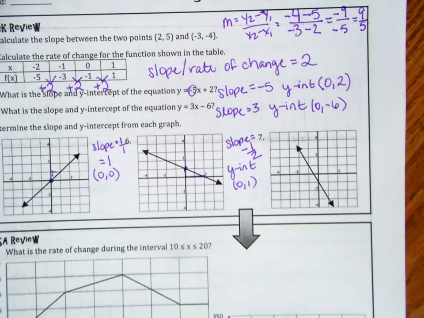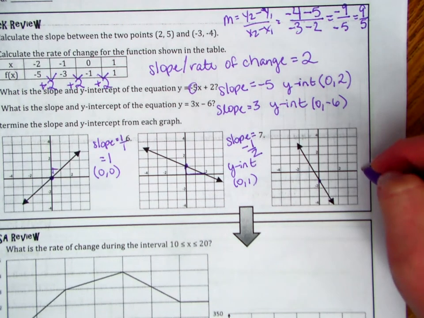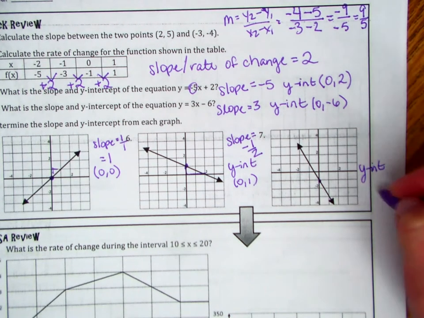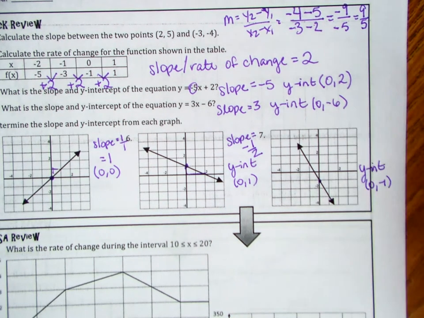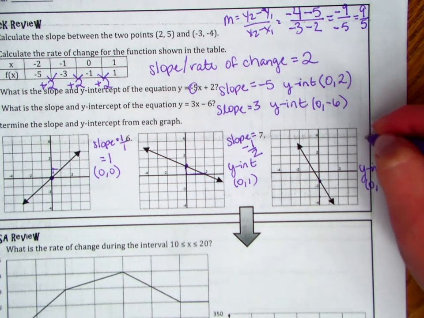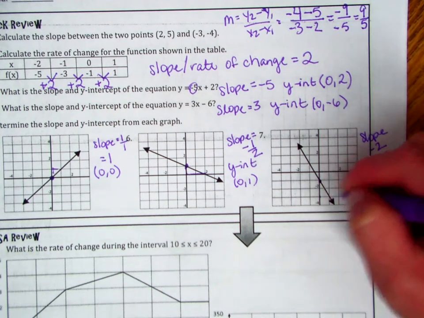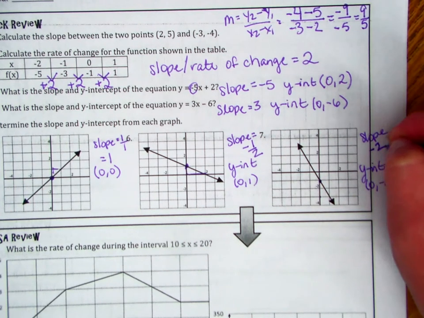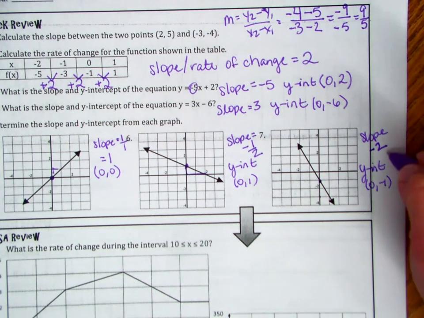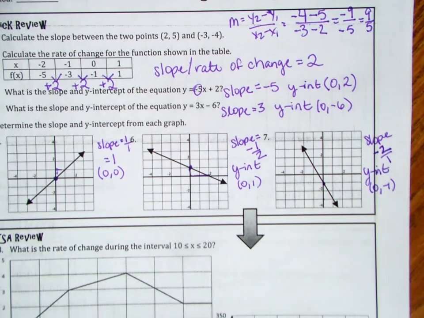Alright, so the final one, number 7. My y-intercept crosses my y-axis at 0, -1. Then from this point to get to another point, I go down 2, and then I go right 1, so I can just say my slope is -2. You can say it's over 1, it still means the same thing. So -2 divided by 1 is still -2.